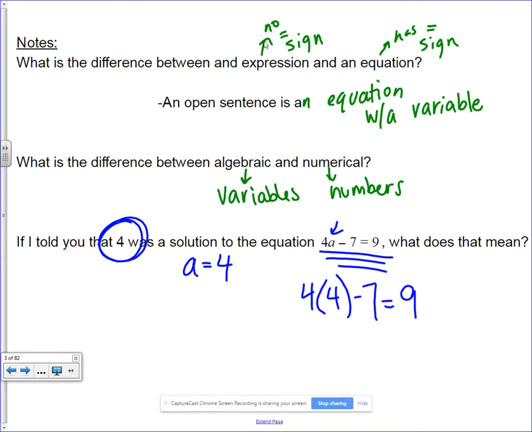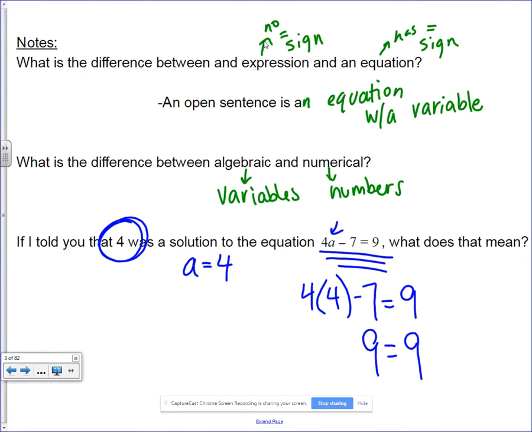Everybody agree there? You see how I substituted the A in? Yes or no? Now let's work it out. What is 4 times 4? Minus 7. Does 9 equal 9? Yes. If it's a solution, it will make the equation true. I'm going to say it one more time. Are you ready? If it's a solution, it will make the equation true.